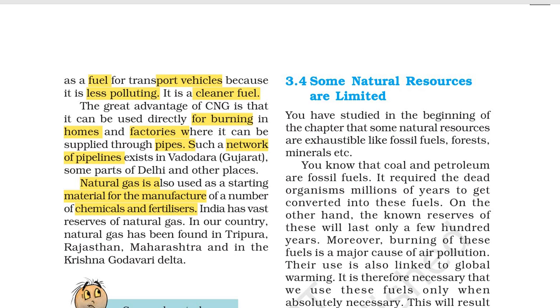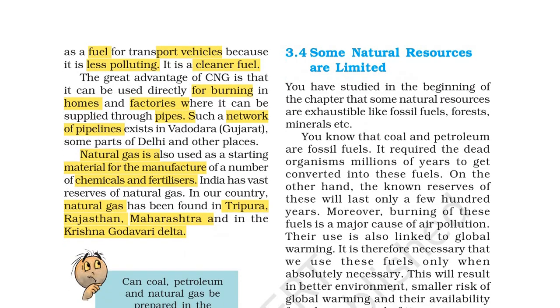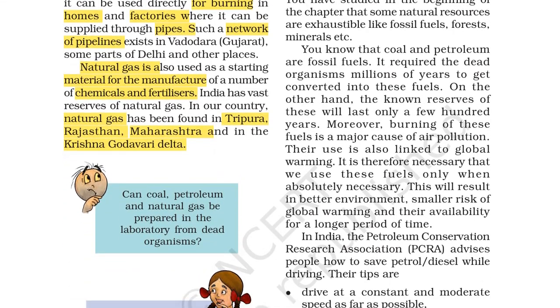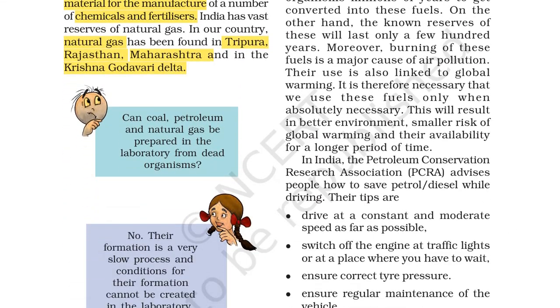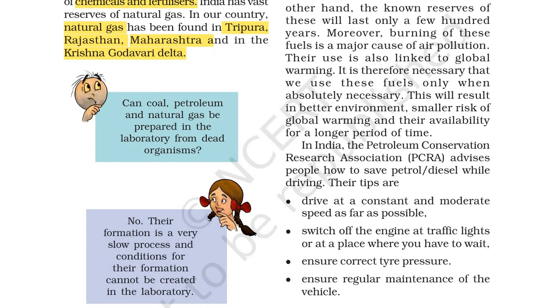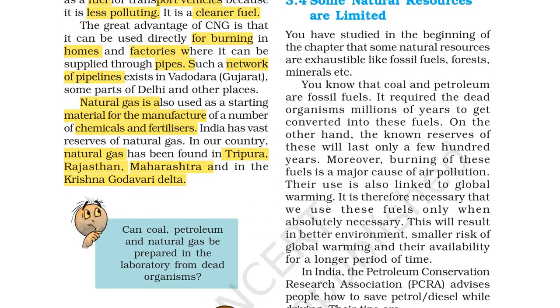And we know that India has a vast reserve of natural gas. In our country, natural gas has been found in Tripura, Rajasthan, Maharashtra, and in the Krishna Godavari Delta as well. We get natural gas in all these states. So remember, natural gas we can obtain from Tripura, Rajasthan, Maharashtra, Krishna Godavari Delta.